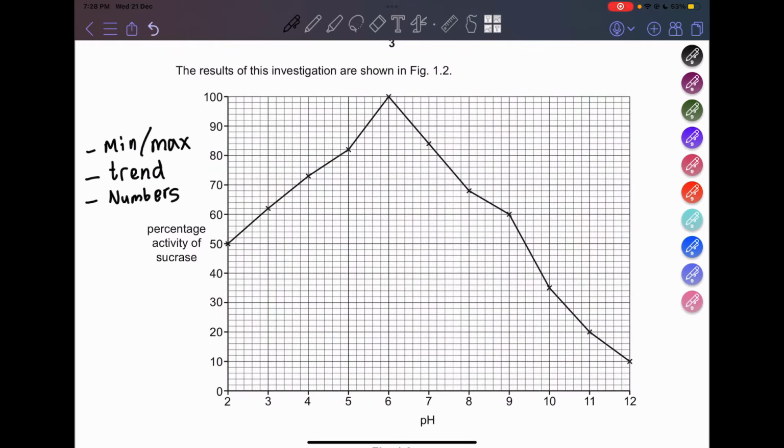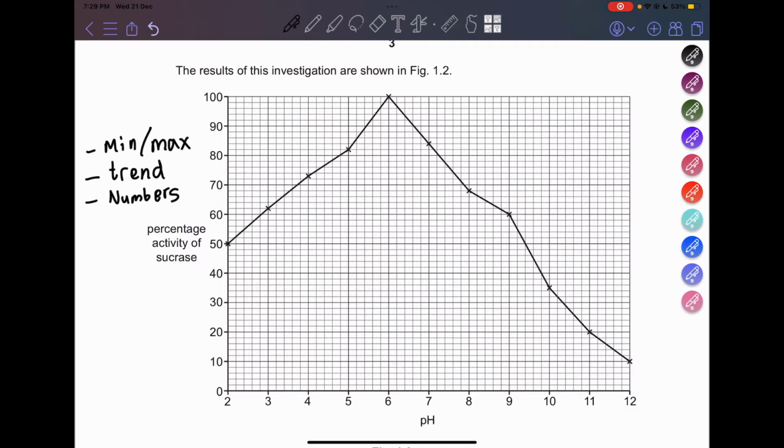Second thing that you have to mention is the overall trend of the graph. What does that mean? It means that, for example, the graph is increasing or decreasing, or, like we can see in this graph, it is overall increasing and then it decreases. So this is what I mean by trend.